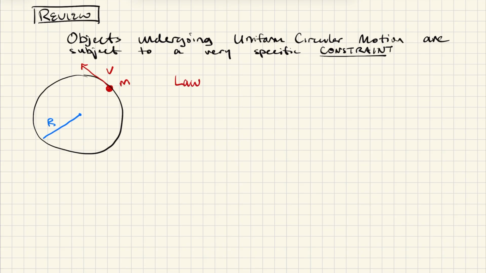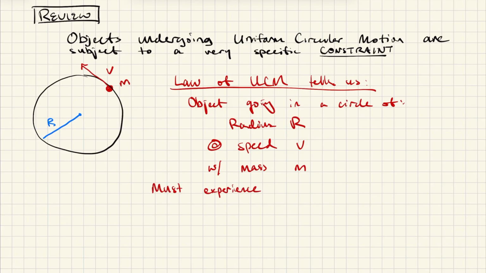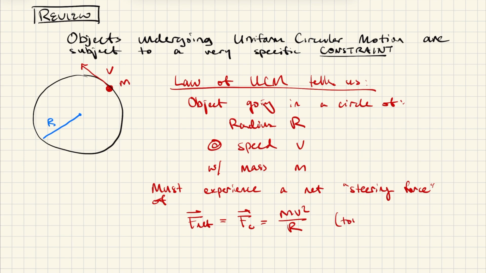Specifically, the law of uniform circular motion tells us that an object going in a circle of radius r at a speed v with some mass m must experience a net steering force of exactly F net equals the centripetal force, defined to be mv squared over r, pointed towards the center of the circle.